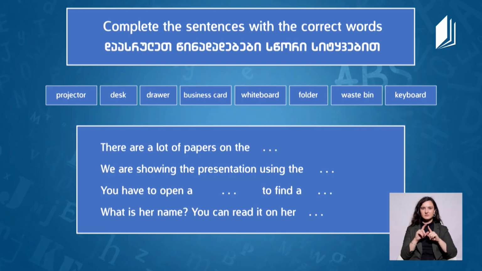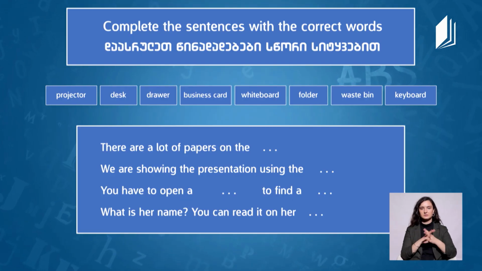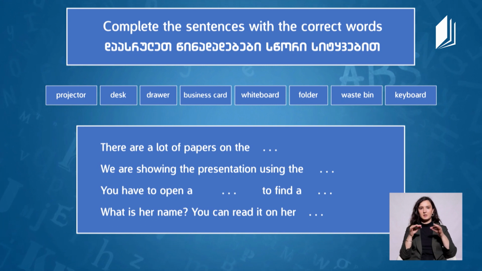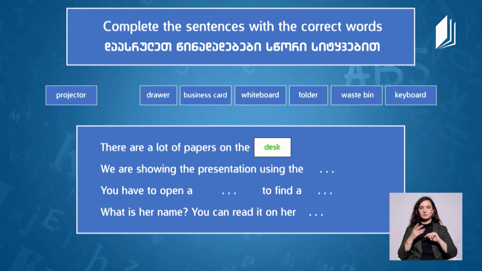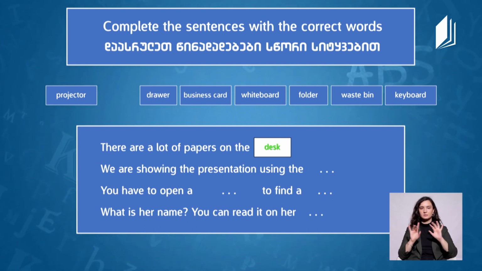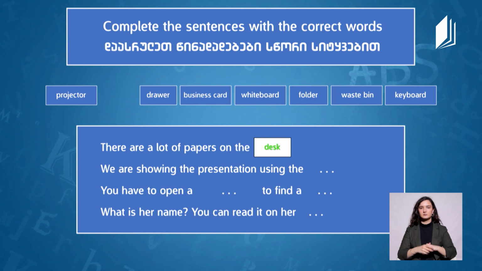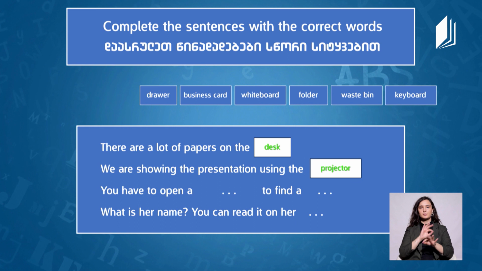So Helen, there are a lot of papers on the... Which word do you think that is? There are a lot of papers on the desk. Great. And for the second one, we are showing the presentation using the... I don't remember this answer. Can we ask our friends? Yes. Can you help me and tell me which one will be the answer? Exactly. Well done. It's projector.